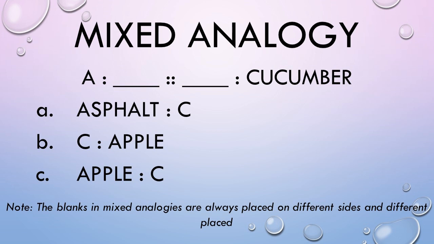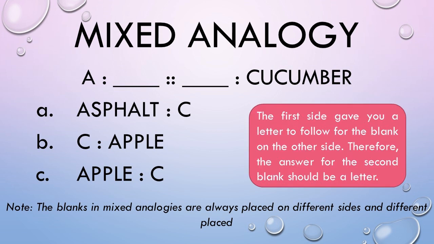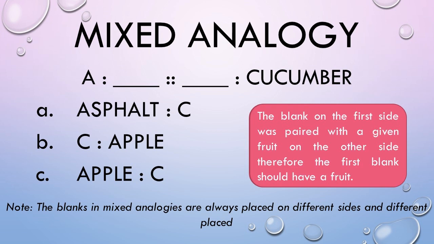Mixed analogy is much more complex than two-word analogy, for it has two blanks which could be seen on both pairs but on different sides of each pair. Let us see how we could answer this kind of analogy. The first side gave you a letter to follow for the blank on the other side. Therefore, the answer for the second blank should be a letter. The blank on the first side was paired with the given fruit on the other side. Therefore, the first blank should have a fruit.